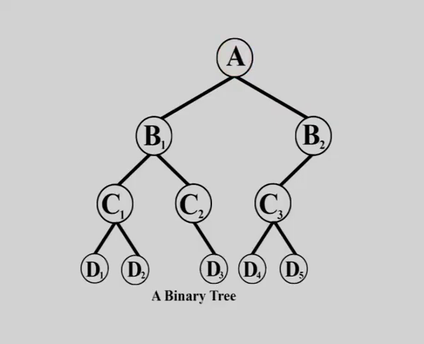So, in the figure shown here, the node A is the root of the binary tree, which is at the top of the tree. The left subtree of the root A has nodes B1, C1, C2, D1, D2 and D3. The right subtree of the root A has nodes B2, C3, D4 and D5. Node B1 is the root of the left subtree of A and B2 is the root of the right subtree of A. There is no node which has more than 2 children. That's why the tree is a binary tree.